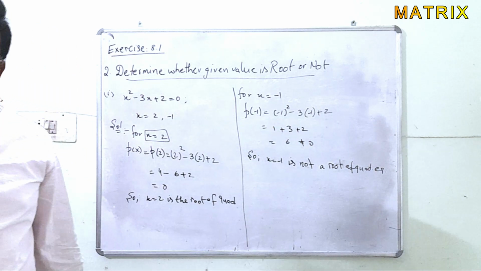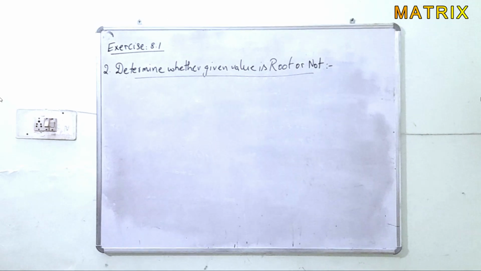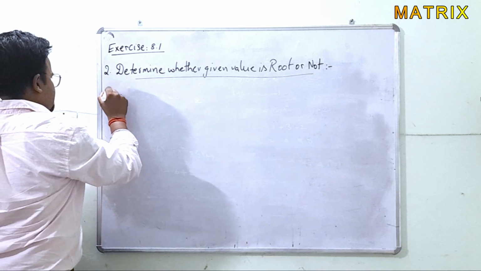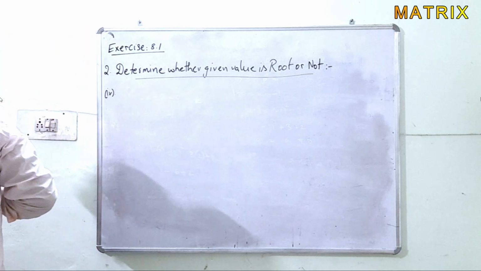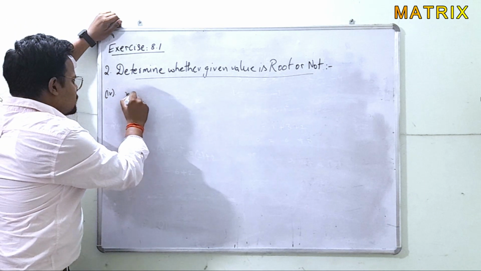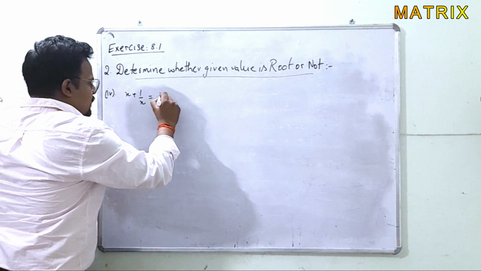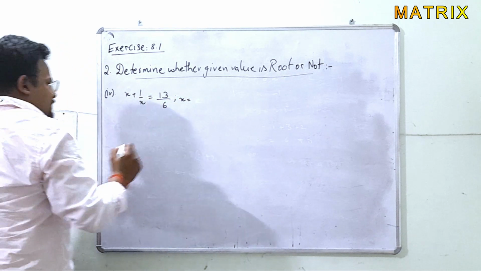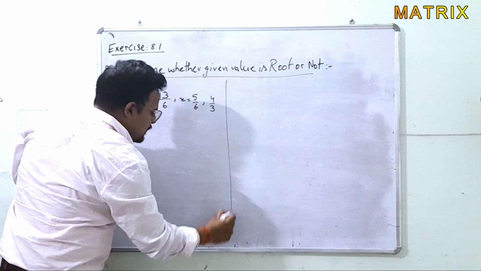Clear? Any doubt in this? Please check. Alright. So let's take one more example. This is example number 4, question number 4. In this question we have x plus 1 by x is equal to 13 by 6, and the values of x given are 5 by 6 and 4 by 3. Now we want to check for these two values.